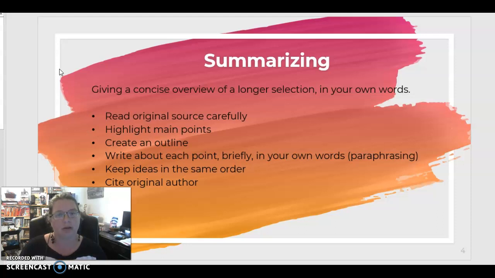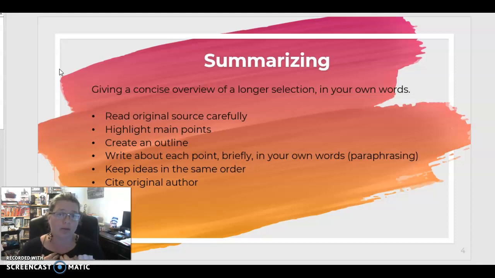So the steps to doing that involve reading the information carefully and highlighting the most important points. What do you think the author is trying to get across to the audience? Then create an outline and tell each one of those points in your own words.